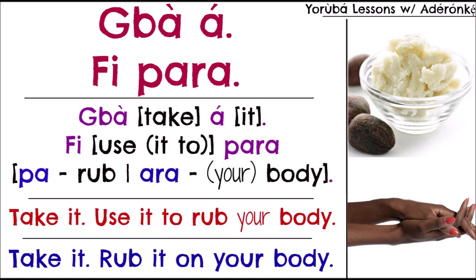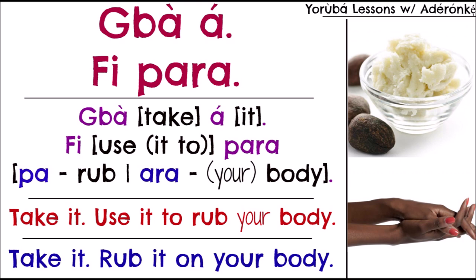If I say gba fi para, people don't really say that when they are saying take it, rub it on your body. They would say fi para. As a matter of fact, if you're referring to someone else, take it, rub it on someone else's body, gba fi pa lara. I'm being naughty at this point. My personality is coming through, isn't it? You can't hide forever.